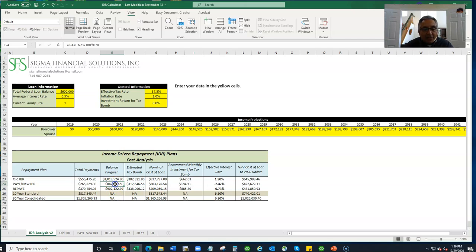So the balance forgiven is $847,000. And if I assume a 37.5% effective tax rate, that means I have an estimated tax bomb of $317,000, which means that I would have to make a lump sum payment of $317,646 to the IRS come, let's say, April 2041.